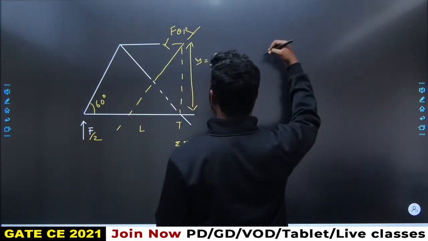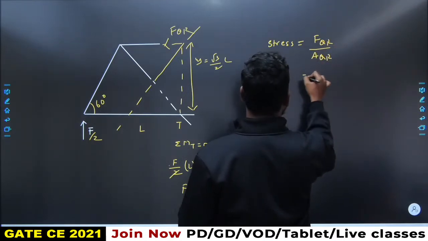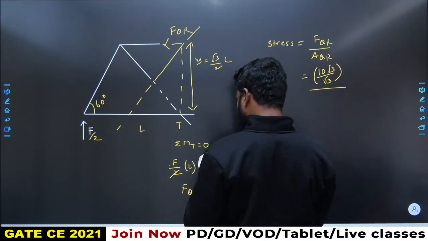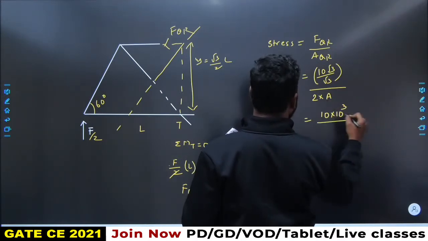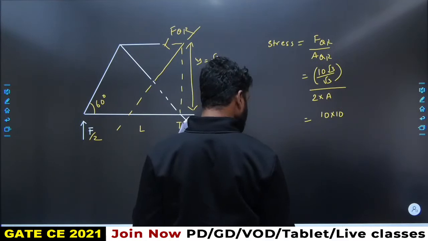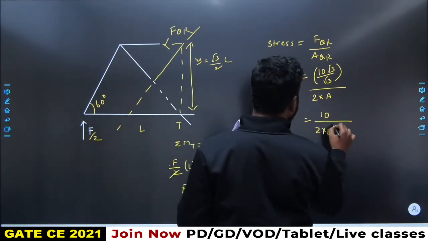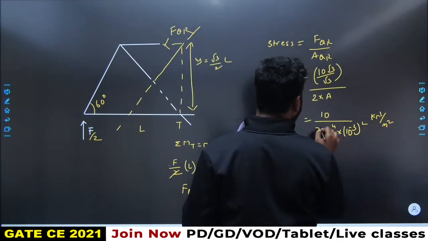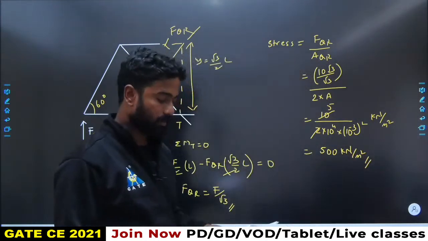If it is F upon root 3 over here, stress is equal to force upon area, FQR upon area of QR. FQR is equal to F by root 3, that is 10 root 3 upon root 3, upon AQR. Area of QR is 2 times A. 10 kilonewtons, 10 into 10 to the power of 3 newtons upon 2 into, they are asking in kilonewtons only here, 10 kilonewtons, 2 into 10 to the power of 4 mm square multiplied with 10 to the power of minus 3 whole square, that is kilonewton per meter square. Units are important, this is 5, so 500 kilonewton per meter square.